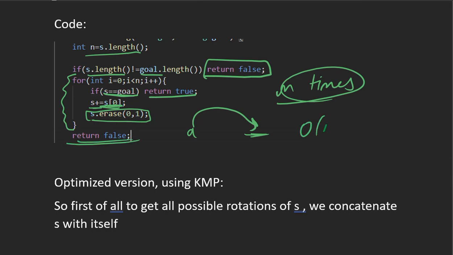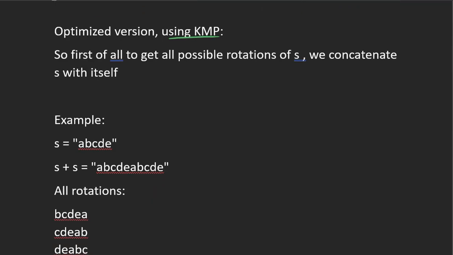So basically this is taking big O of n square time. Can we somehow optimize this solution from big O of n square to big O of n? Yes, we can optimize it using KMP. So first of all, to get all possible rotations of string s, we concatenate s with itself. Basically we make s equal to s plus s.